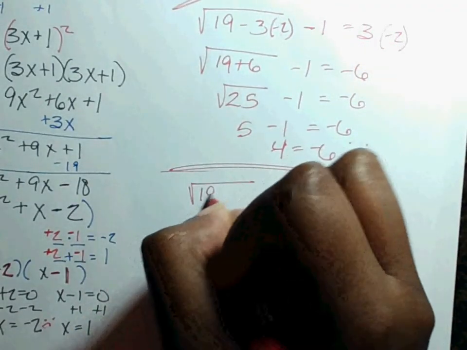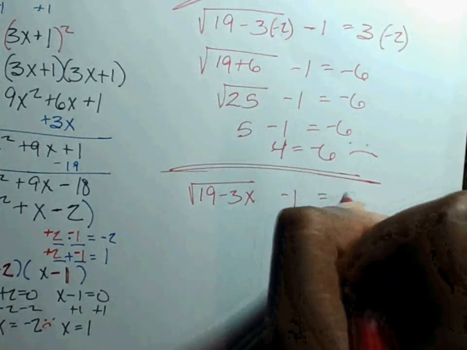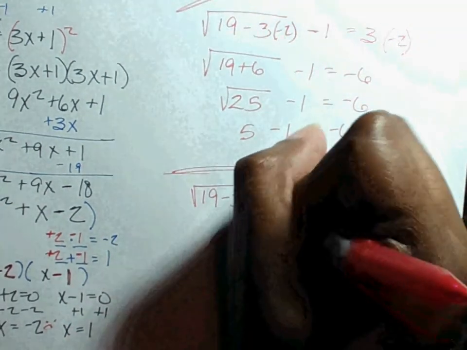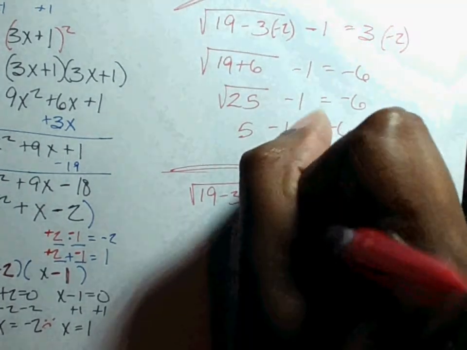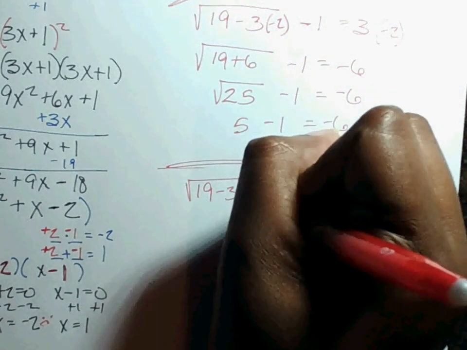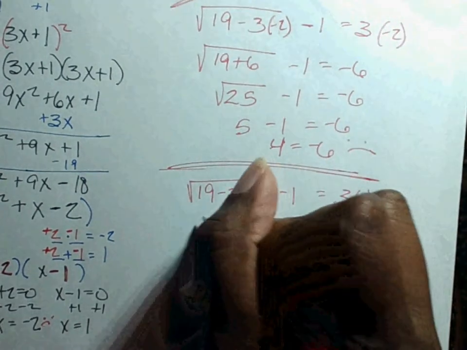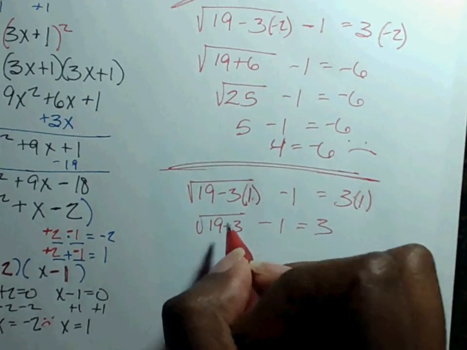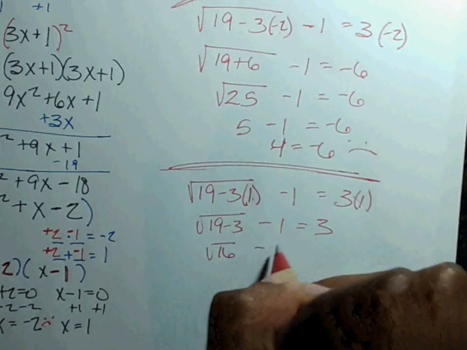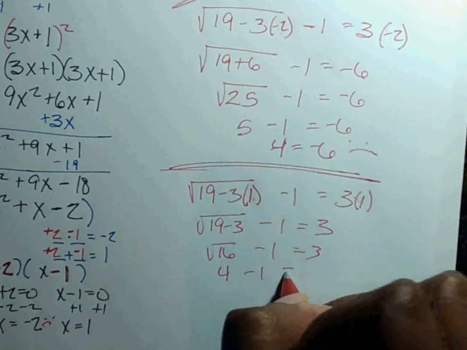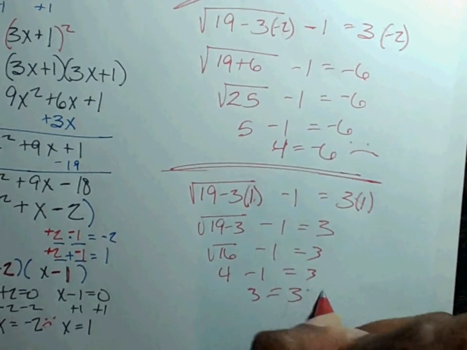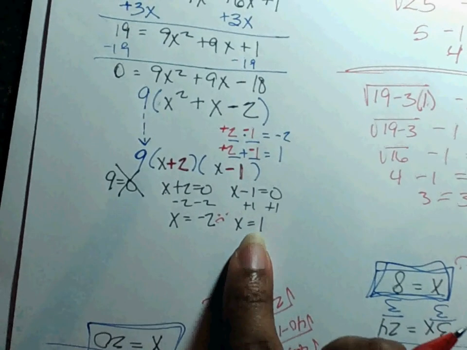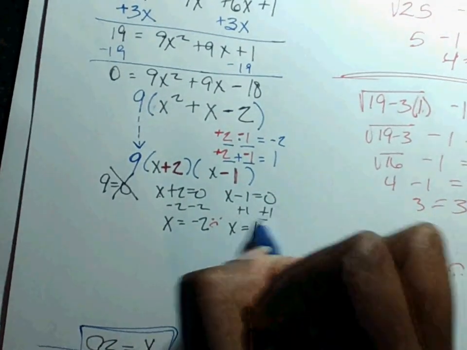We got to try 1 still. Here we go. That was my original. Instead of x, I am going to put 1. Square root of 19 minus 3 minus 1 equals 3. 19 minus 3 is 16. Square root of 16 is 4. 4 minus 1 is 3. Yes! This one worked. So that apparently is my only solution.